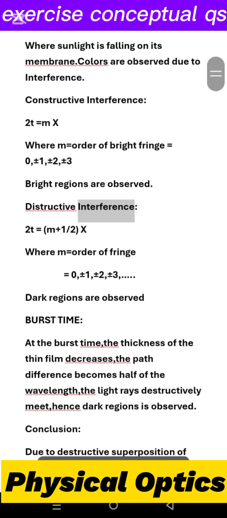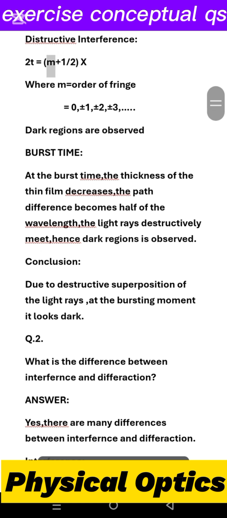Destructive interference. 2t equals (m plus 1/2)λ, where m equals order of fringe equals 0, plus or minus 1, plus or minus 2, plus or minus 3. Dark regions are observed. Burst time.